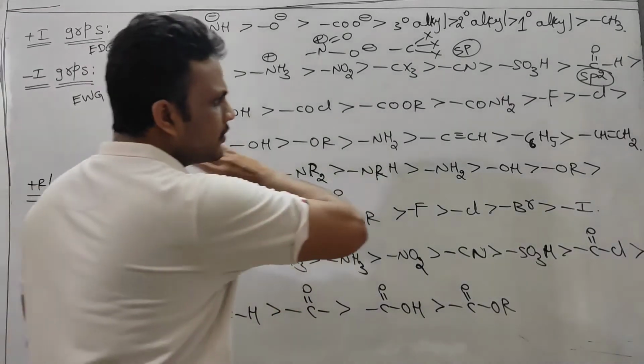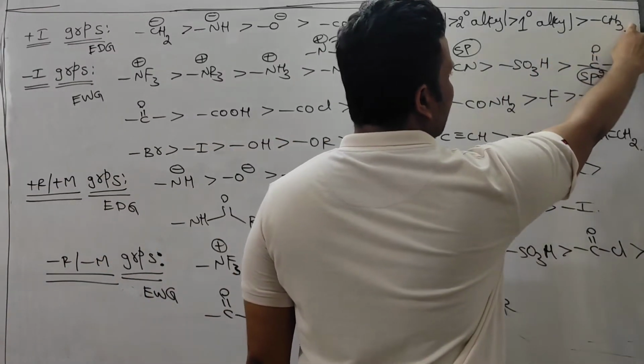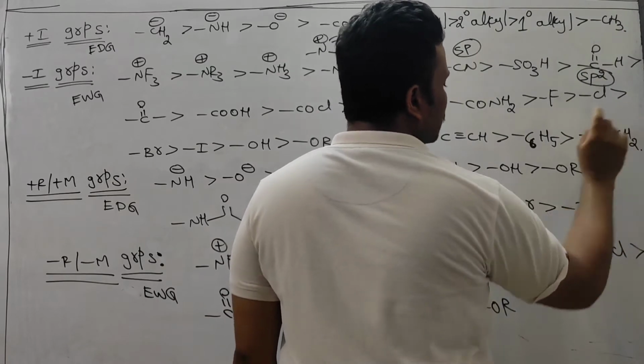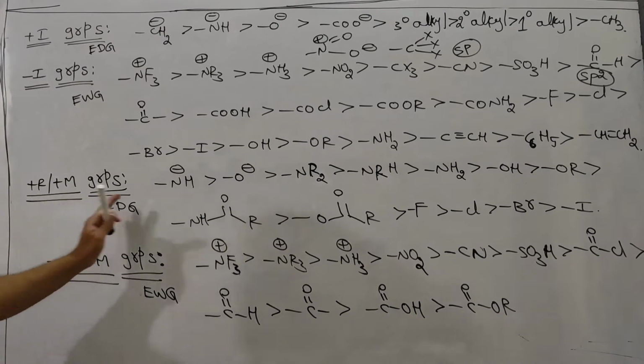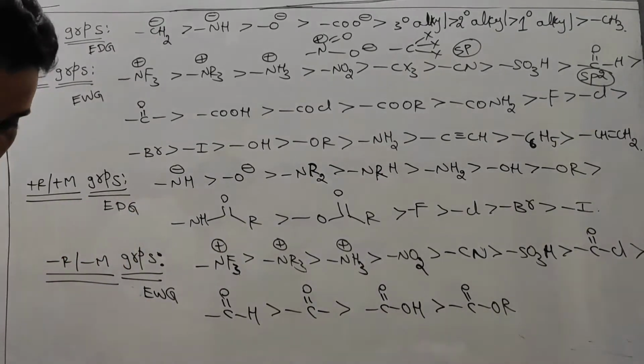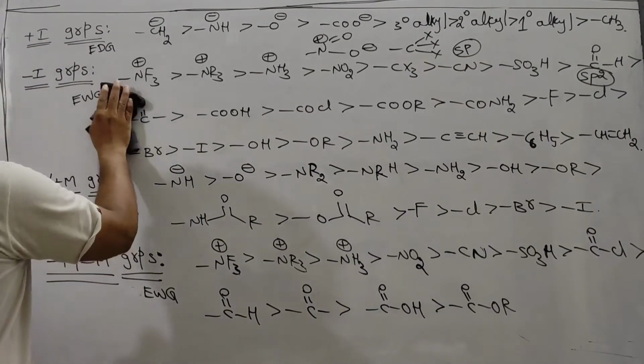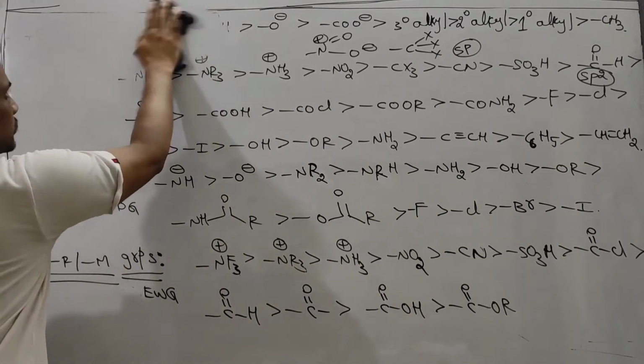So this is totally with respect to hydrogen. Methyl group is greater than hydrogen, you can write. So these are plus I and minus I groups. Now plus R or minus R group, plus R or plus M. So resonance groups are mesomeric groups.